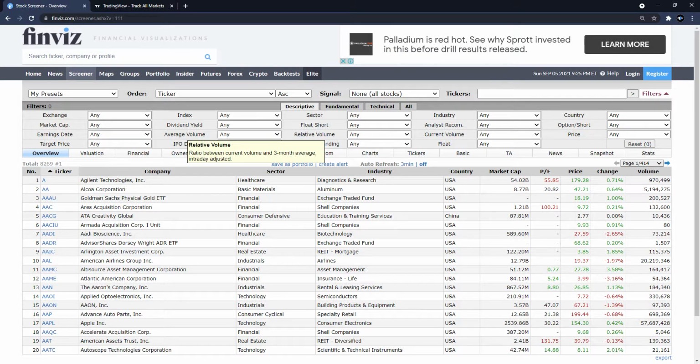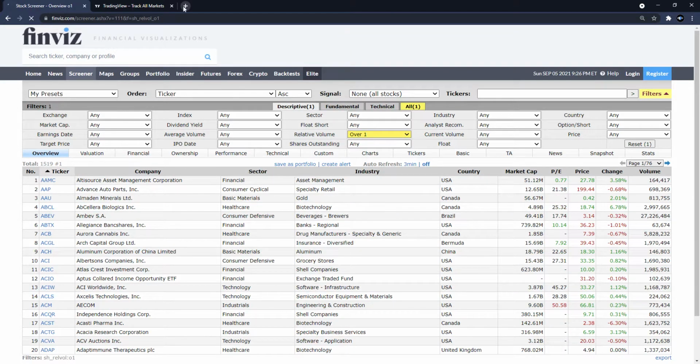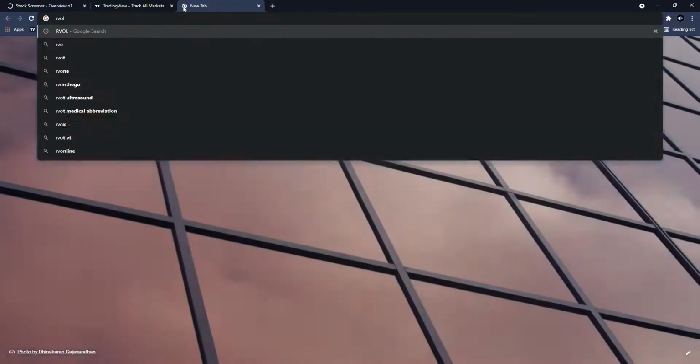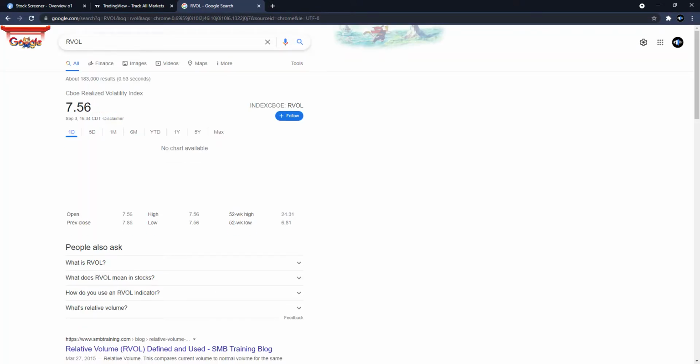The relative volume is the ratio between the current volume and the 3-month average, intraday adjusted. So what that means, basically, is that we want the relative volume to be over one times the average. So what we want to fill in right here is over one. Let me just show you what that is. R vol for you guys.